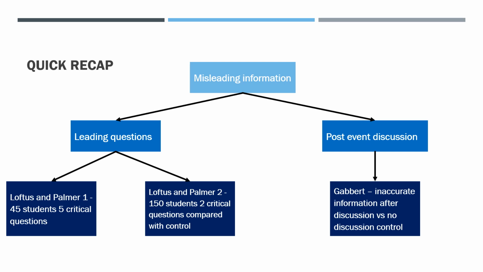For leading questions, we have the 2 studies by Loftus and Palmer. The first one, 45 students with the 5 critical questions. The second one has 150 different students, 2 critical questions compared to a control. So they were split into 3 groups of 50. Then we've got the post-event discussion study by Gabbert, and that was inaccurate information after discussion versus a no discussion control. And there was 71% inaccuracies in the discussion group, none in the no discussion group. So that's just a bit of a recap, make sure you know what studies we're on about in our evaluation.